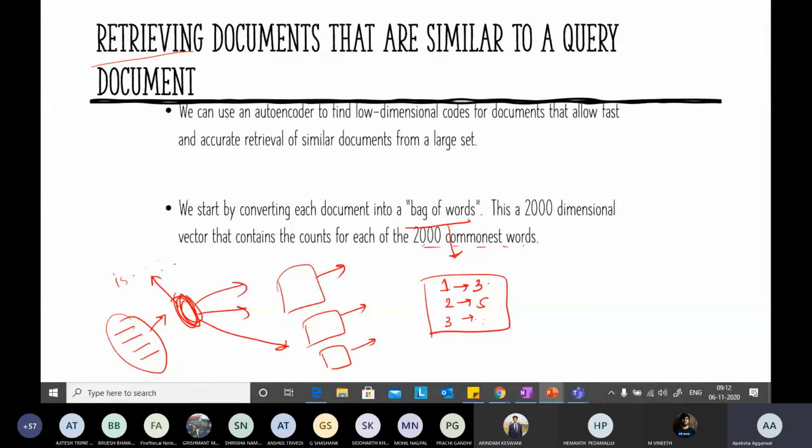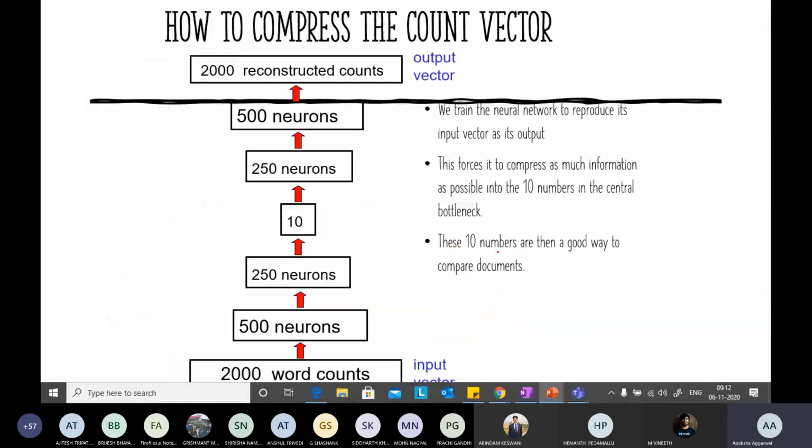So this is basically a bag of words model. In that case, retrieving information with respect to document clustering, topic modeling. So many applications are there where this autoencoder is used.